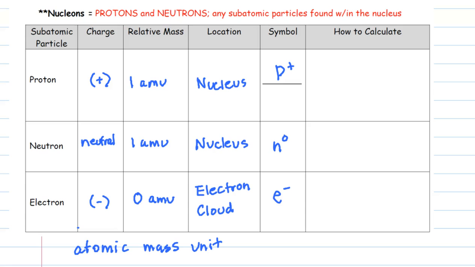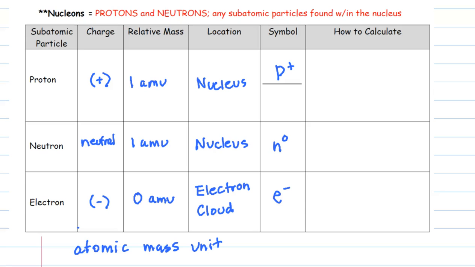The protons and the neutrons are what we call nucleons. Any subatomic particle that's being found within the nucleus is considered a nucleon. A nucleon are the protons and the neutrons. So the proton has a positive charge, the neutron has a neutral charge, and the electron has a negative charge.